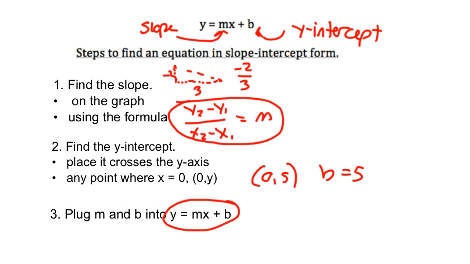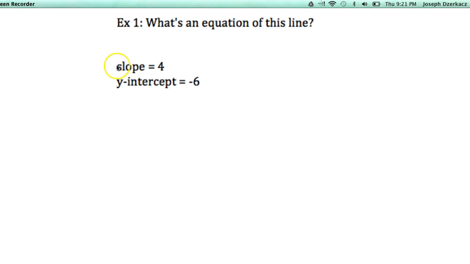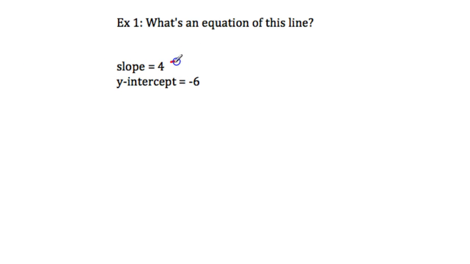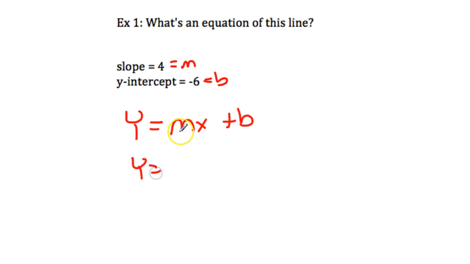All right, let's do some examples. Here we go. So we want to make an equation from this. The slope is 4, right? That equals m. The y-intercept, negative 6, that was b. So we've got y equals mx plus b. Now we just plug in. y equals, instead of m, put in a 4, plus b. b is negative 6, minus 6.